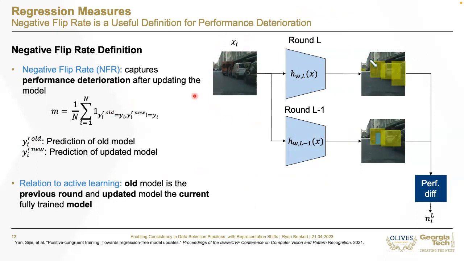So taking our previous example with this pedestrian, right? The current round's neural network misses the pedestrian, as you can see over here. The previous round captures the pedestrian, and this one here we measure as a negative flip happening. And the negative flip rate would be the ratio over everything within the test set. So this is cool, right? This gives us a certain measure to essentially assess negative flip rate.